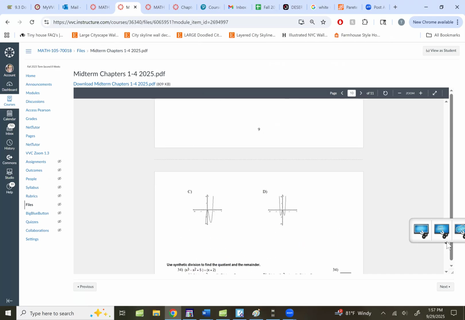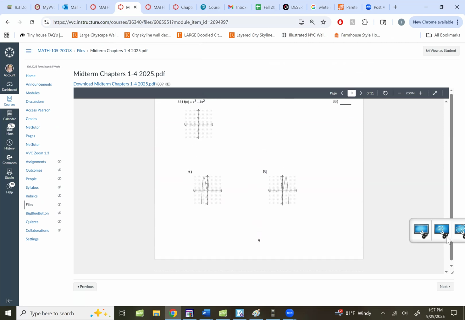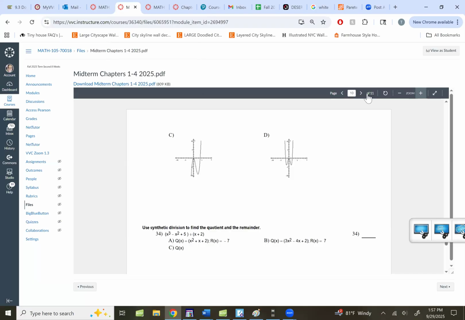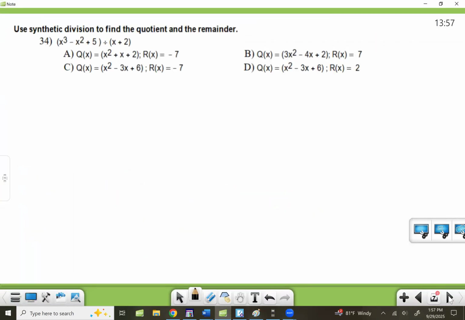Okay. Ooh, it looks like it could be C. Let me go up here and make sure there's no others. Yeah. So it's kind of small. Sorry, you guys, we can zoom in a little bit. But if you look at C, it's going down to the left, it comes up and it's tangent at 0, but then it crosses through 4. So C would be the graph that we're looking for on that one. All right, moving right along.